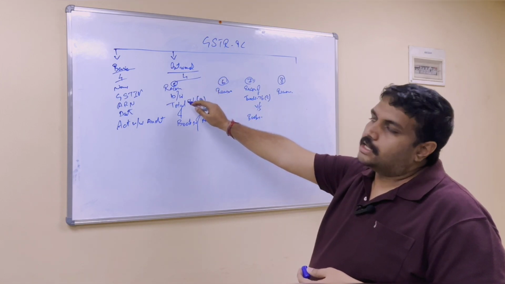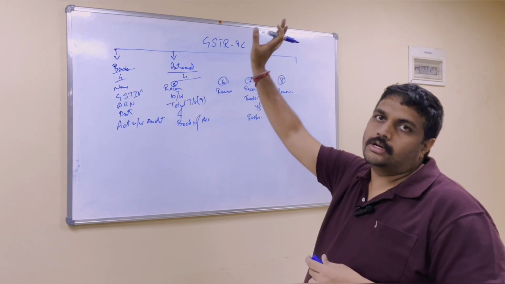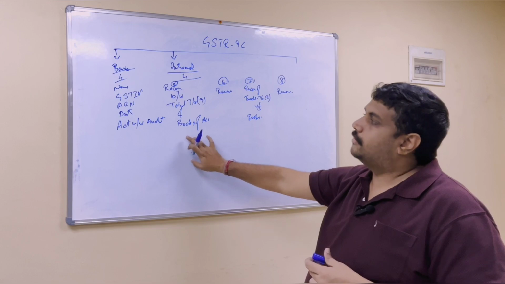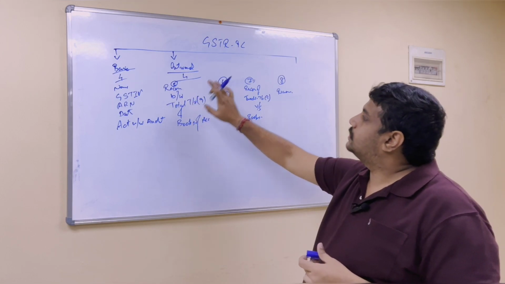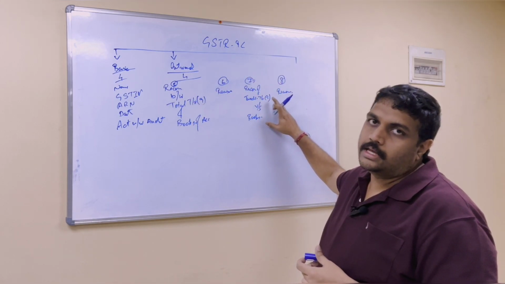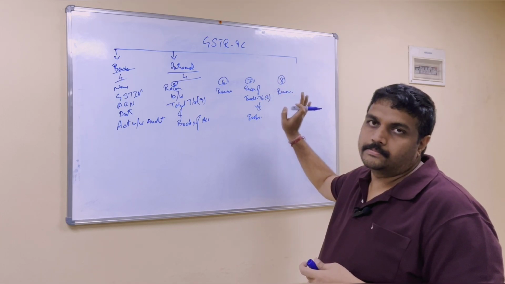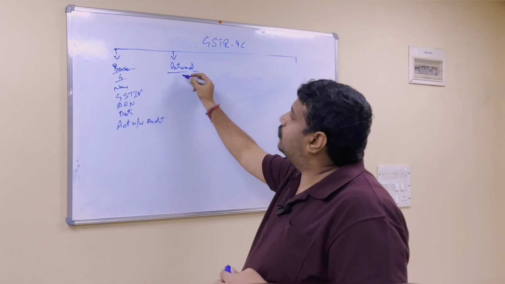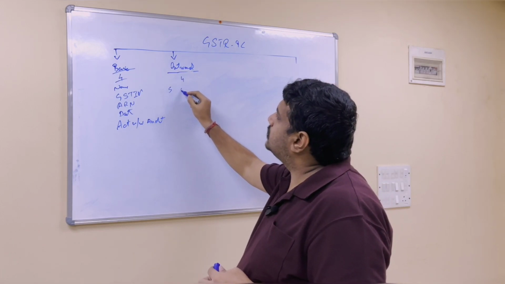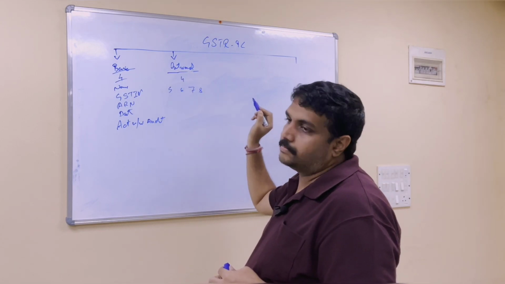So 4 is reconciliation between GSTR 9 total turnover with books of account. 5 is reason for difference. 6 is taxable turnover in 9 versus books of account. 8 is reason for difference. So in the outward we had 4 tables, table 5, 6, 7, 8.